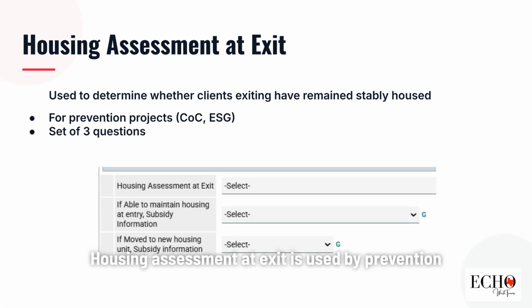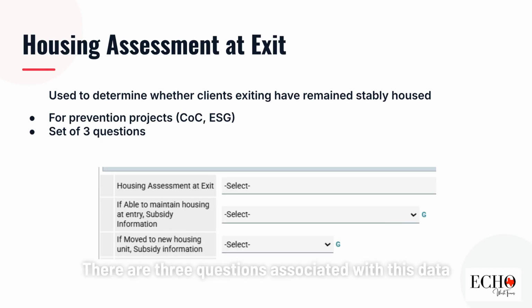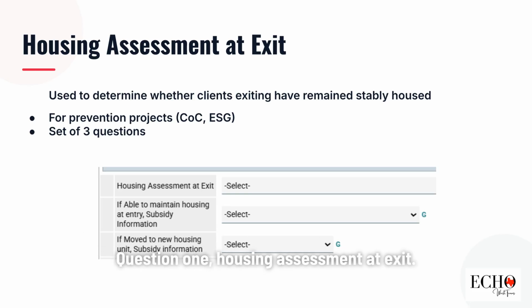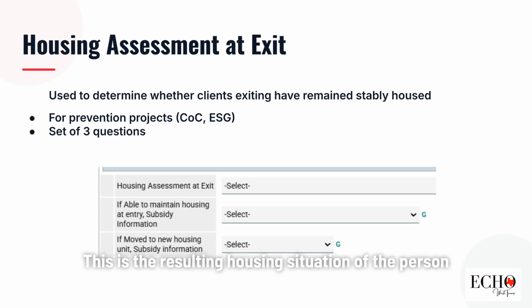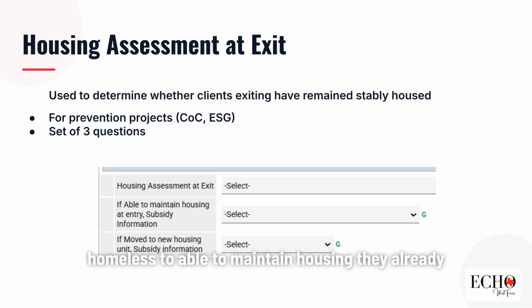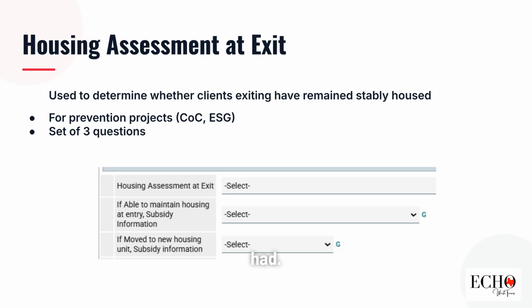Housing assessment at exit is used by prevention projects to determine whether the assistance has allowed clients to remain stably housed. There are 3 questions associated with this data element. Question 1. Housing assessment at exit. This is the resulting housing situation of the person after getting assistance, ranging from client became homeless to able to maintain housing they already had.